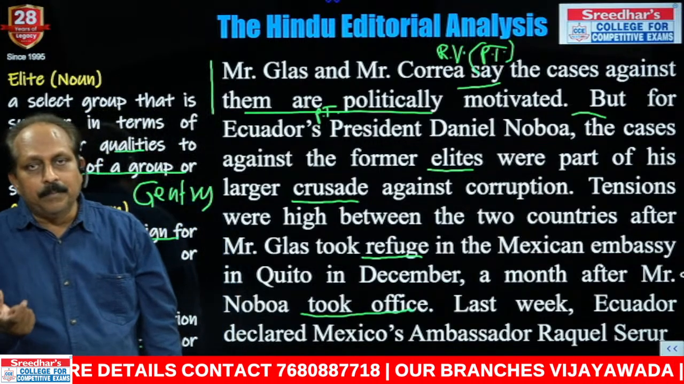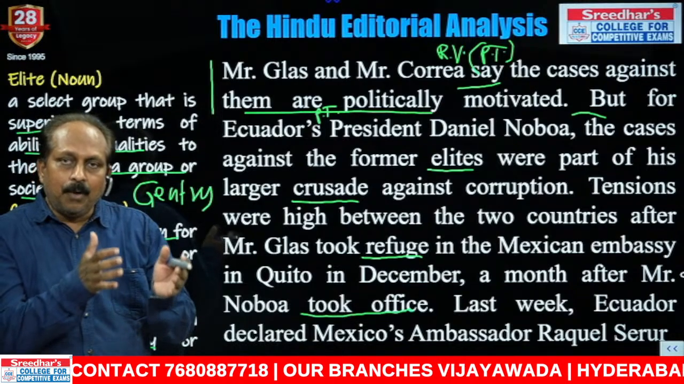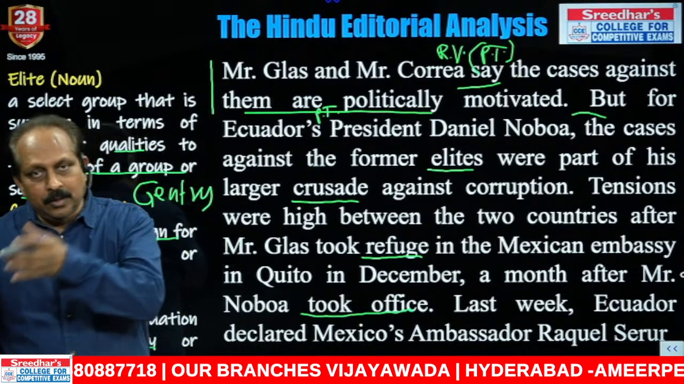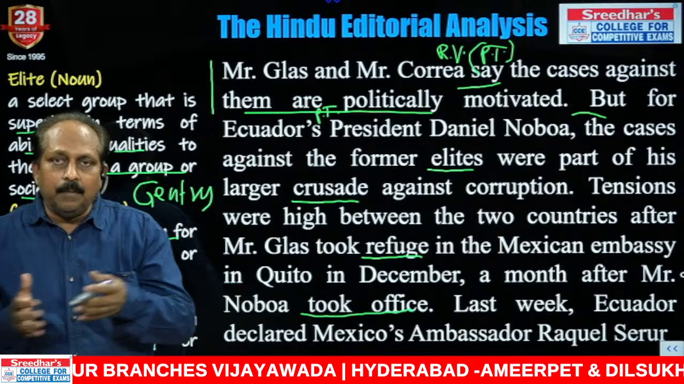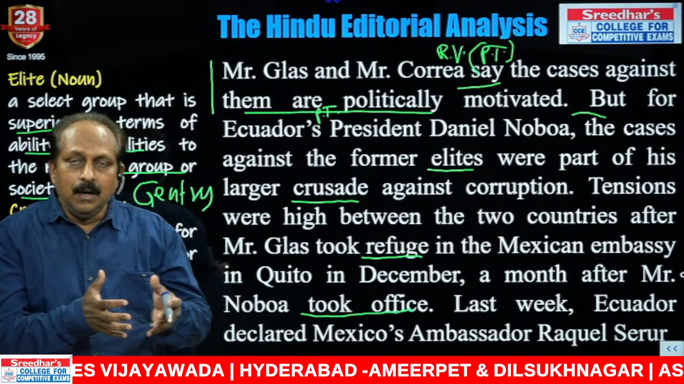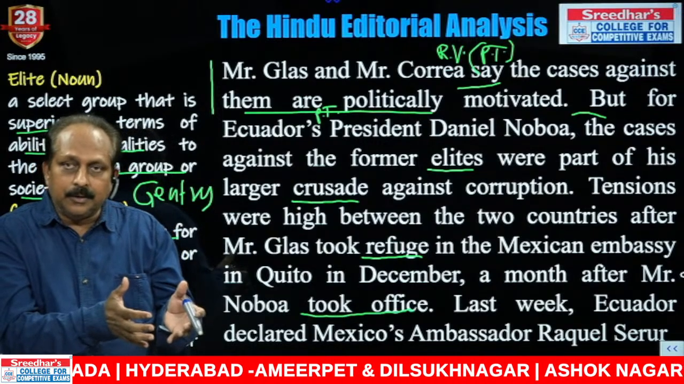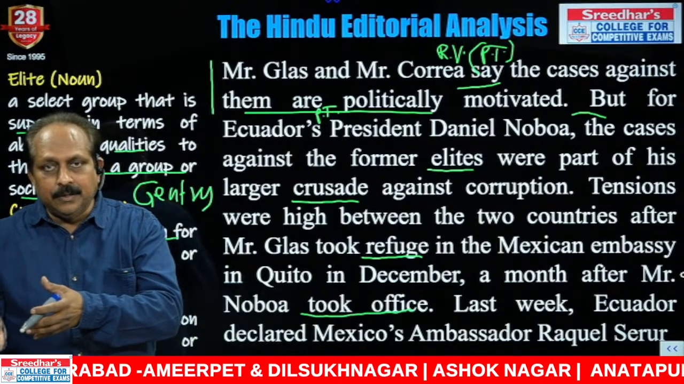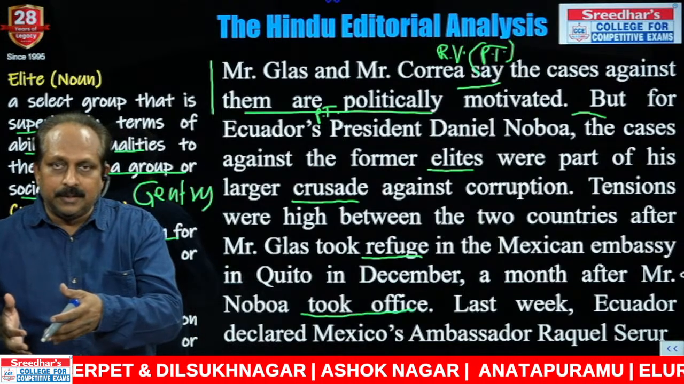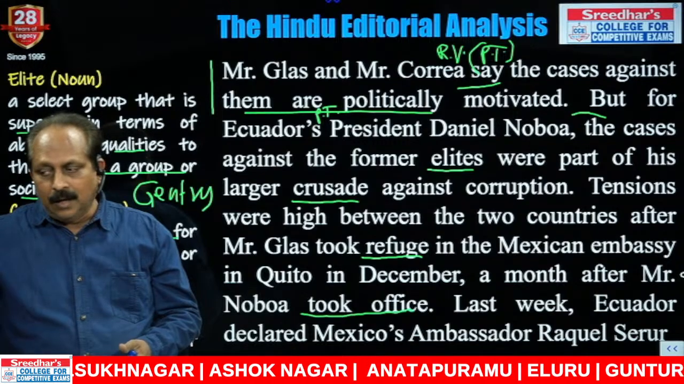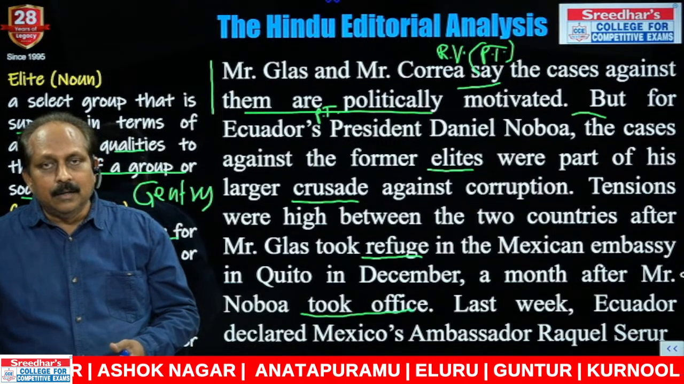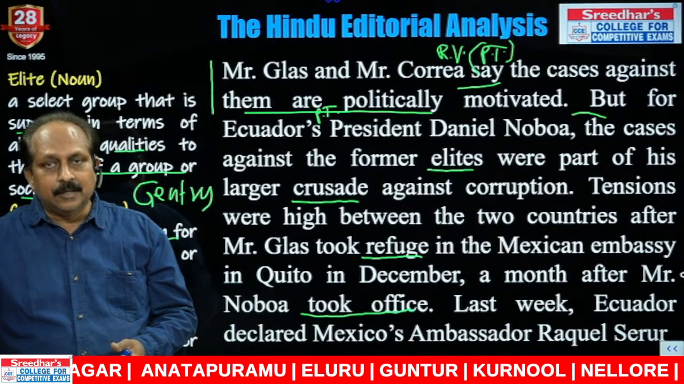Refugee, we have already seen many a time. Some people from one country migrate to another country. Why do they do that? Because of the political turmoil or a chaotic situation in their country. And when they migrate, they are known as refugees. And when they go to another country, that country provides a shelter. That is known as asylum, political asylum.